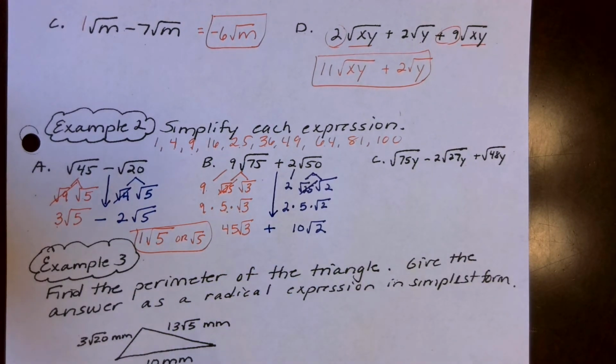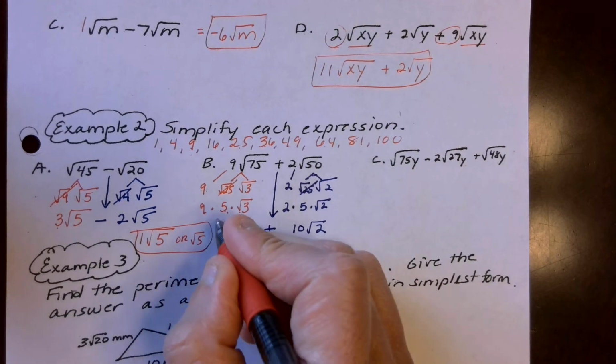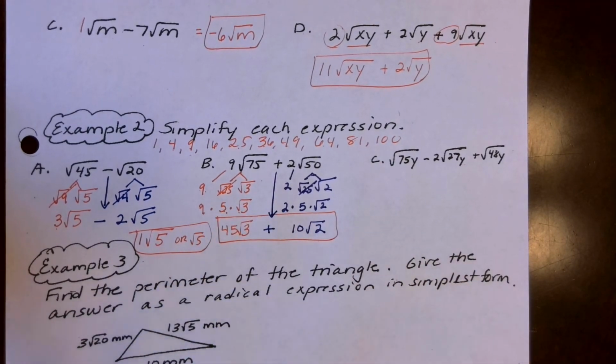So now we take a look. Are these like radicals? Absolutely not. Square root of 3, square root of 2 are not the same. So that is as far as we can go with that one. We're done.